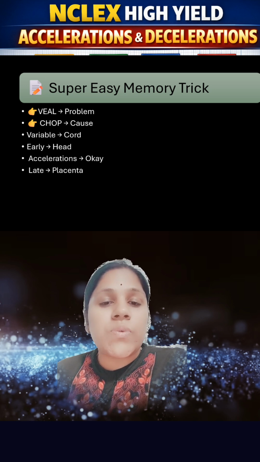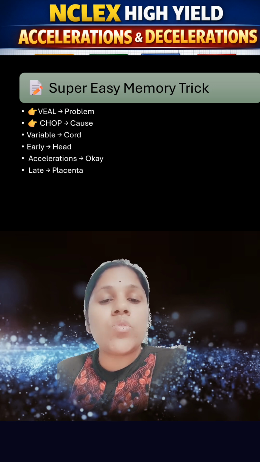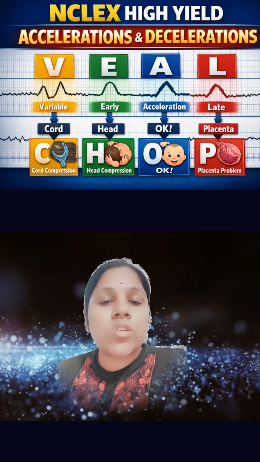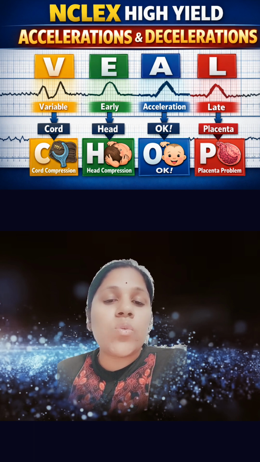So this is all about this particular topic, a small mnemonic which can help you to break down the fetal heart rate strip, go about the question, crack down the answer, choose the correct option, and help you in mastering this particular topic.